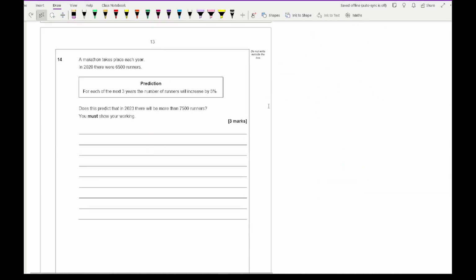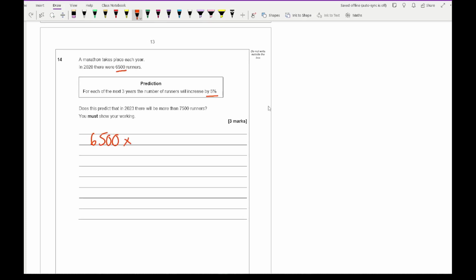Moving on to question 14, it says a marathon takes place each year. In 2020, there were 6,500 runners. For each of the next 3 years, the number of runners will increase by 5%. Does this predict that in 2023, there will be more than 7,500 runners? And we need to show our working out. So this basically is a compound interest question. So original amount is 6,500.